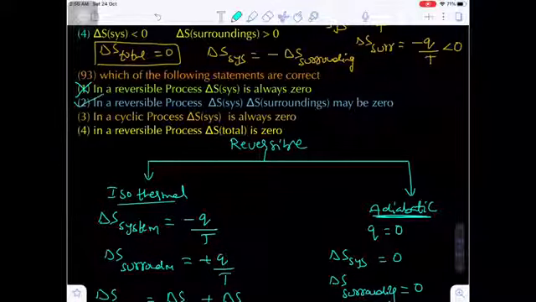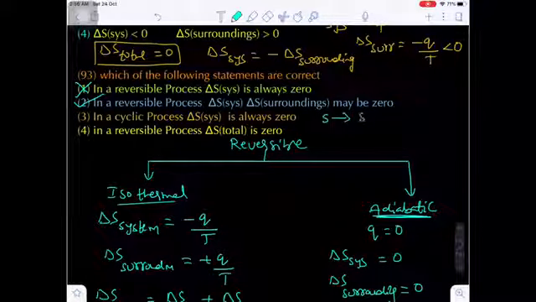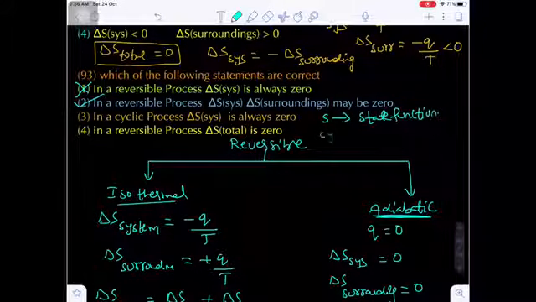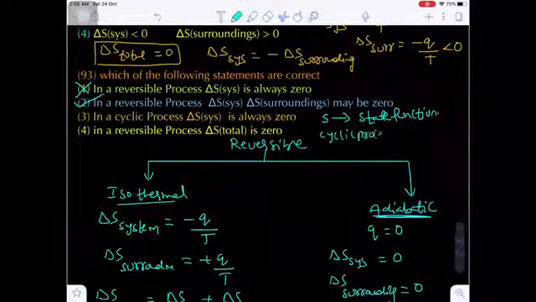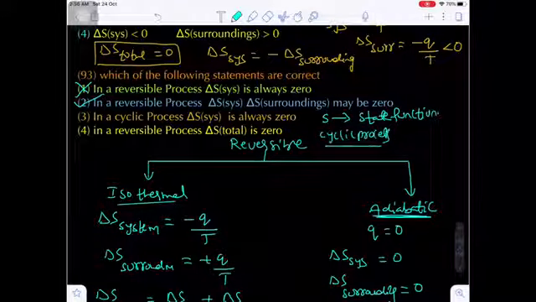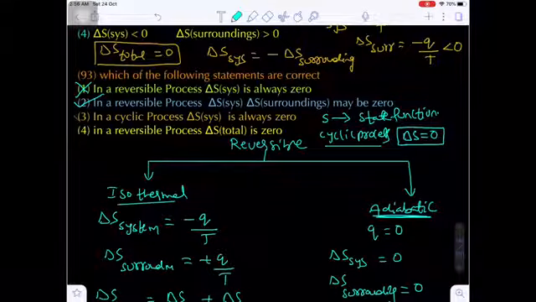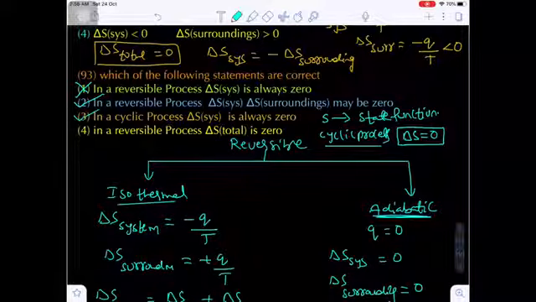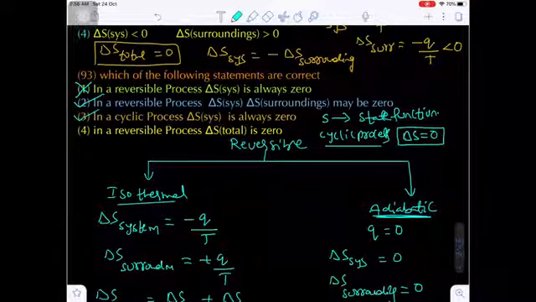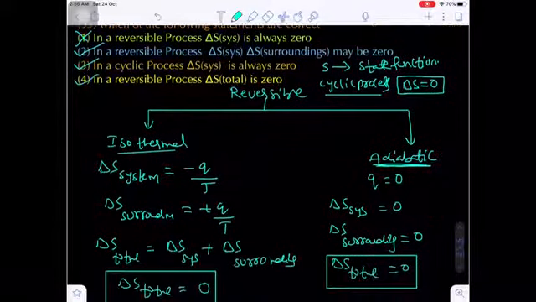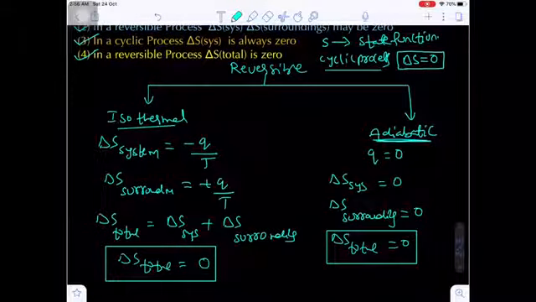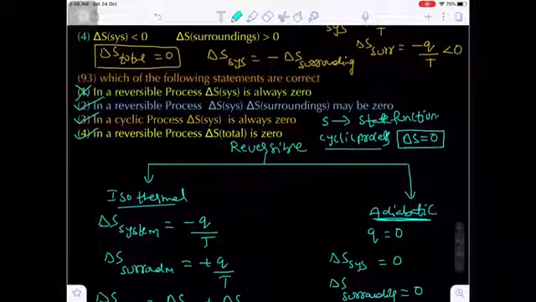Next, statement 3. In a cyclic process, delta S is always 0. Yes, in a cyclic process, do you know entropy is a state function? We know in a cyclic process, the initial state and final state will be same. That means the change in the entropy will be 0 in case of a cyclic process only. So statement 3 is correct. Now come to statement 4. In a reversible process, delta S total is 0. Yes, 100% it is correct. Whether it is isothermal or adiabatic, the total entropy change value becomes 0.